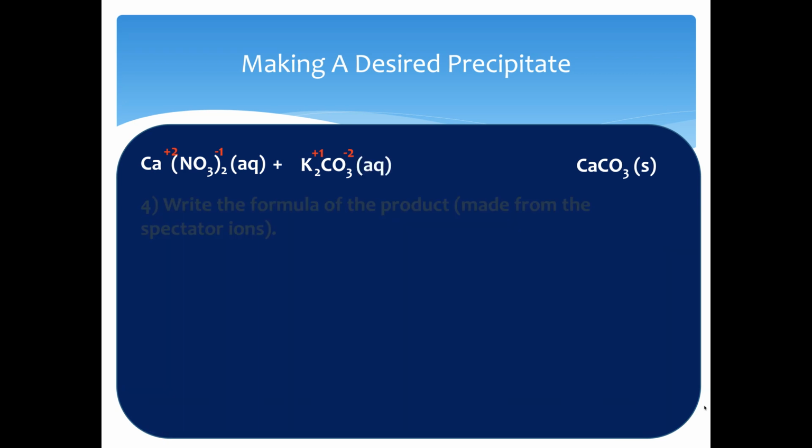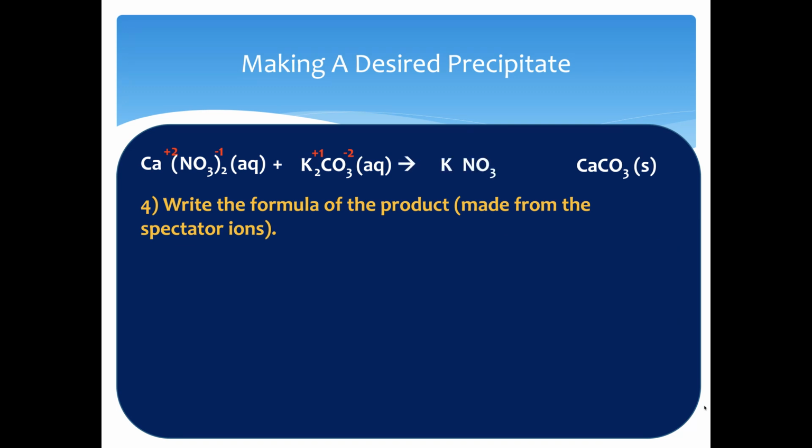But not only are we going to make the precipitate, we are also going to write the formula made from the spectator ions. Now, wait a minute. I thought spectator ions don't change charge. And in double replacement reactions, nobody changes charge. Well, here's the deal. For redox, the game was to change charge. So whoever's not changing charge is the spectator.